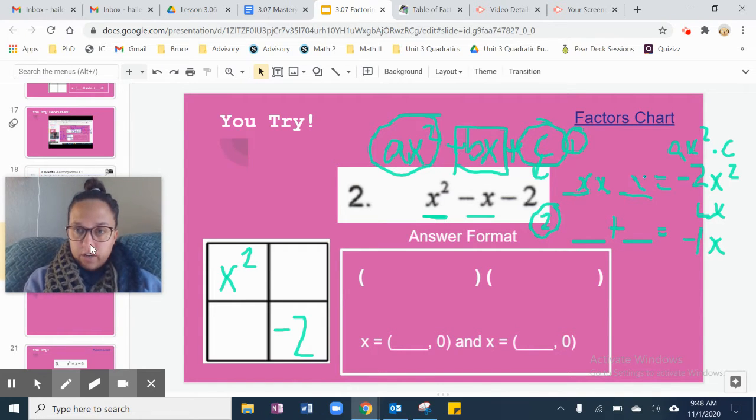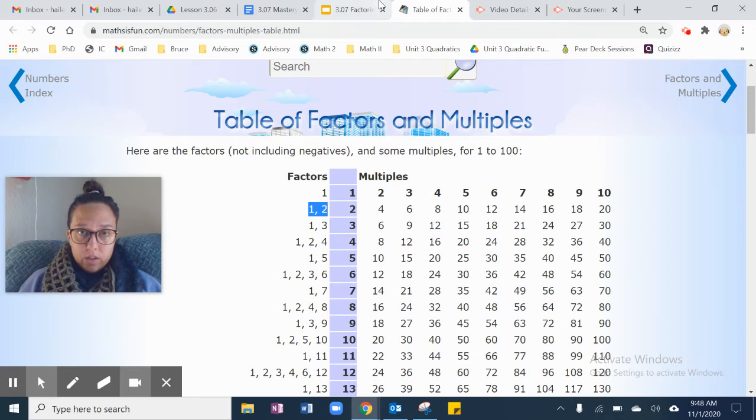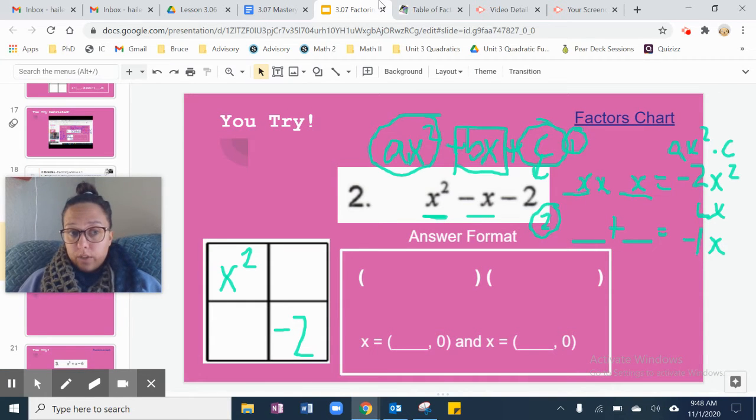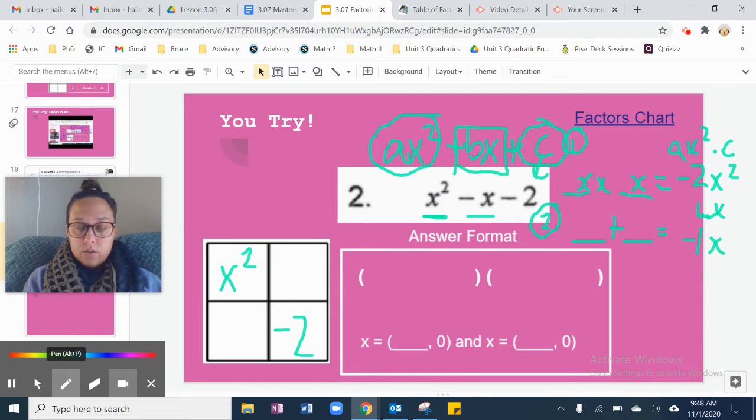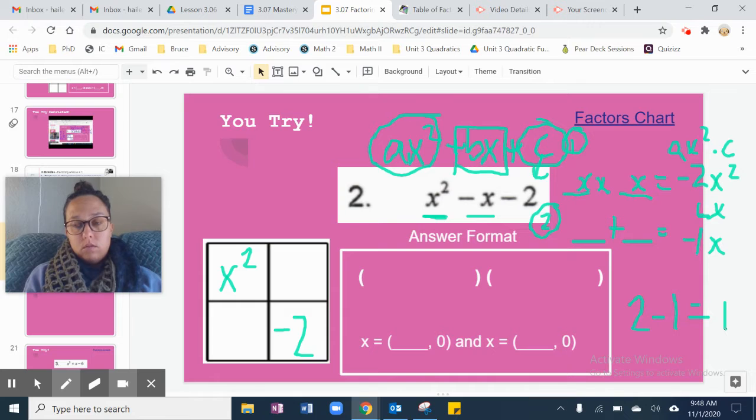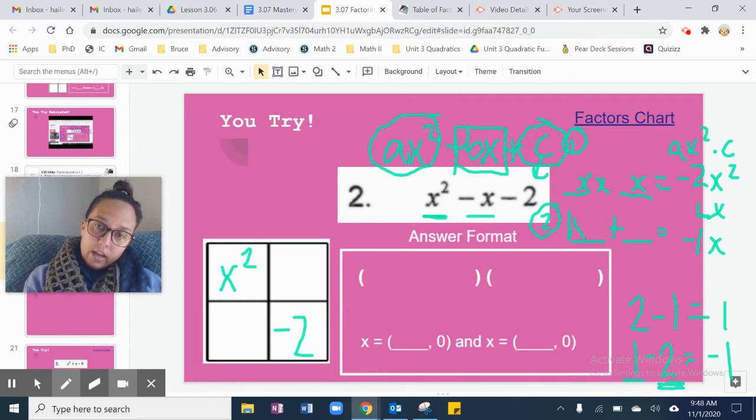Well, we know x and x are involved, right? And the only factors of 2 are just 2 and 1, so that's all we have to work with. So I know that 2 minus 1 will give me 1, and that's really close to what we need. So let's figure out which one should be positive and which one should be negative so that the end result is -1. Well, 2 minus 1 is +1, so that's not going to work. So 1 minus 2, if I just flip them around, that gives me -1. So we know that our 1 should be positive and our 2 should be negative. So we'll put 1x and -2x.